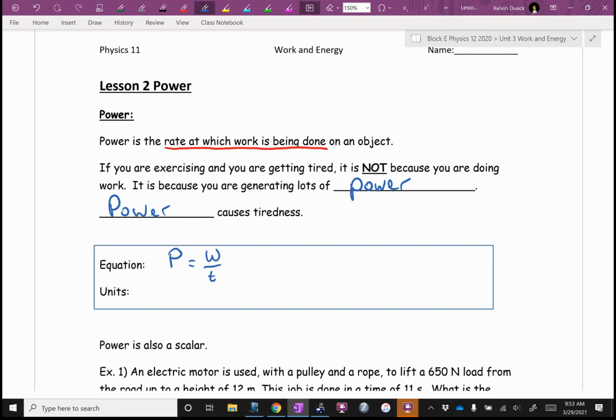What would the units for power be? Well, who remembers what the units for work are? I know it's from before spring break, but joules. What are the units for time? Seconds. So power is measured in joules per second. However, the concept of power is so important that we give a joule per second a special name. Power is measured in watts.